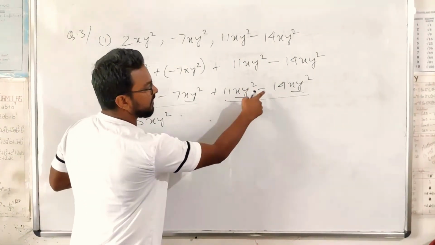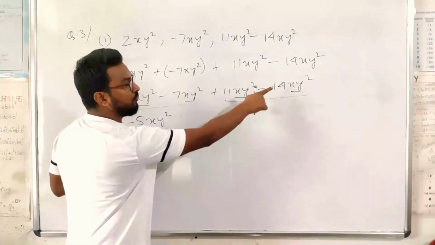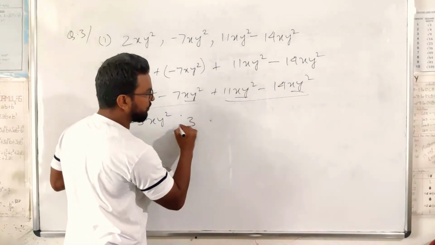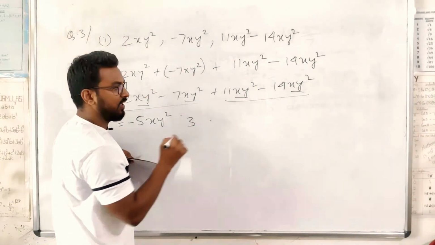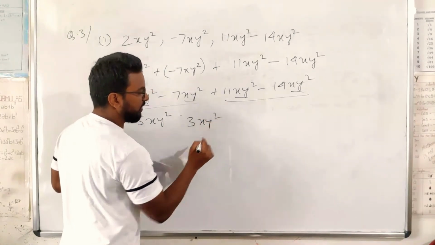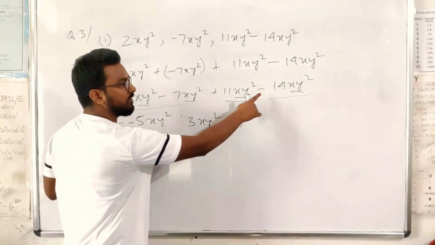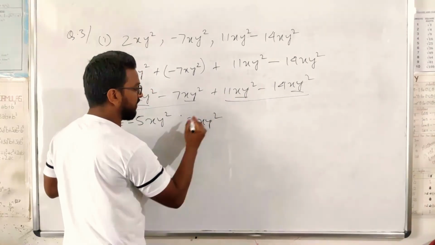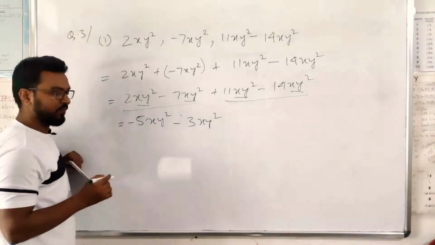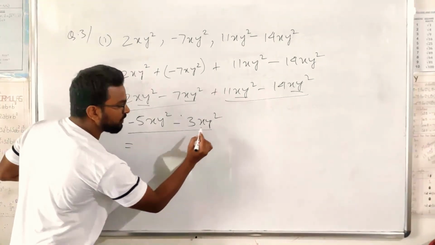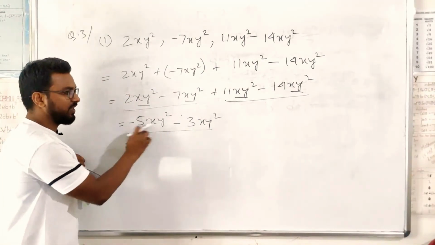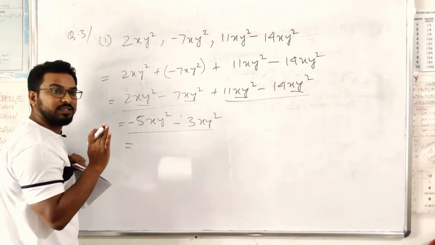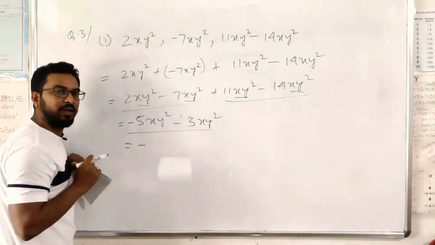Next, in this case, plus minus minus. 14 minus 11 is 3. So 3xy square. Now what will be the greater sign? The greater sign is minus because 14 is greater than 11. So we'll put this sign. So this will be minus. Now again, these are also like terms. So minus minus will be plus, but the minus sign will remain, right?